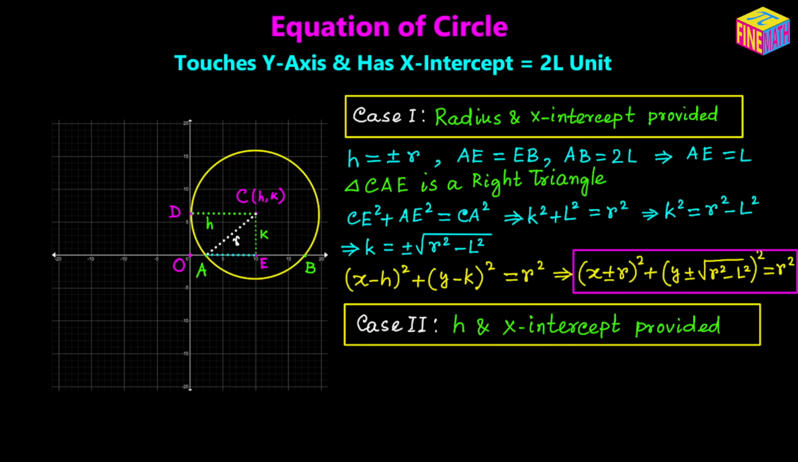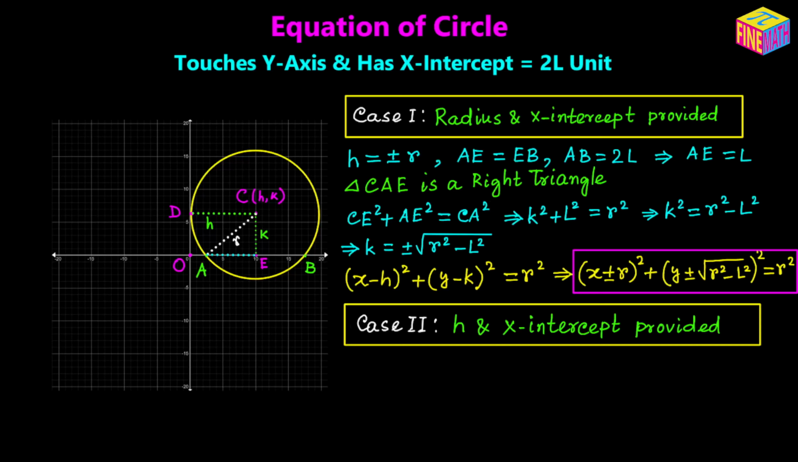Next, let's take a look at the second scenario where we have been provided with the x coordinate of the center and the x-intercept of the circle. We have not been provided with the y coordinate of the center, so that is something we have to calculate. And also because we have been provided with the x coordinate of the center, the numeric value of the x coordinate will be equal to the radius of the circle because the circle touches the y axis. So the x coordinate of the center will be numerically equal to the radius of the circle.